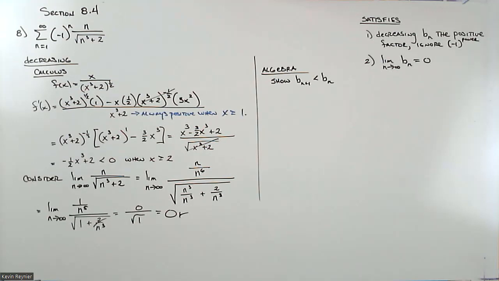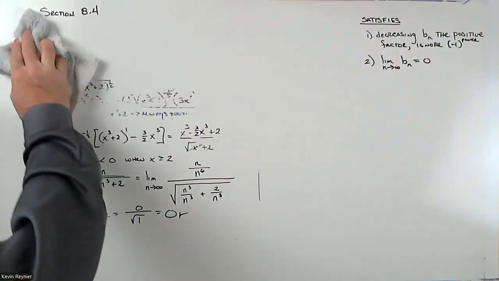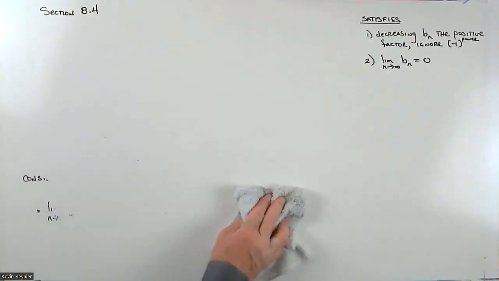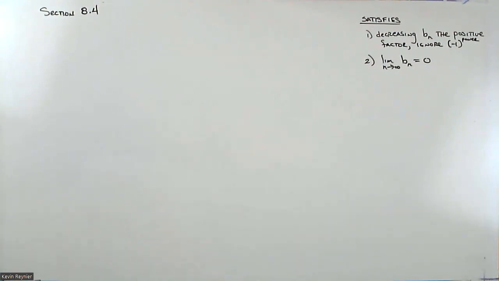All right. So that's number 8. Let me erase this. We'll take a look at 15 next. So what about number 15? 15 says, show the series is convergent. How many terms of the series do we need to add in order to find the sum to the indicated accuracy?